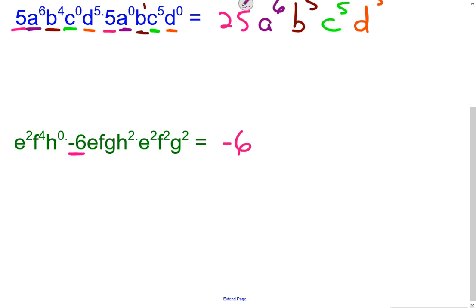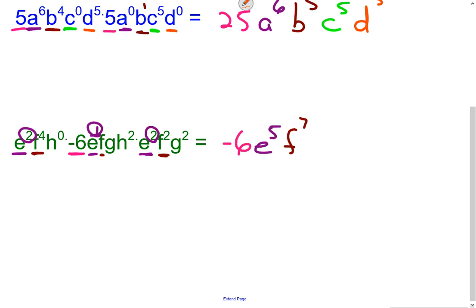Next I'll go to the e's. So I have e to the 2nd, e to the 1st, and e to the 2nd. So now I get to add three numbers together. The 2, the 1, and the 2. 2 plus 1 plus 2 is 5, so I have e to the 5th power. Next I'll go to the f's. So I have f to the 4th, f to the 1st again there, and f to the 2nd. 4 plus 1 is 5, plus 2 is 7, and I have f to the 7th power.